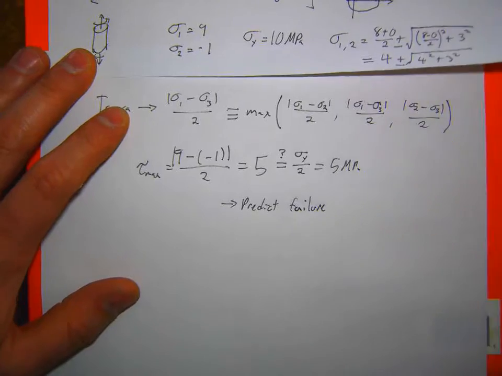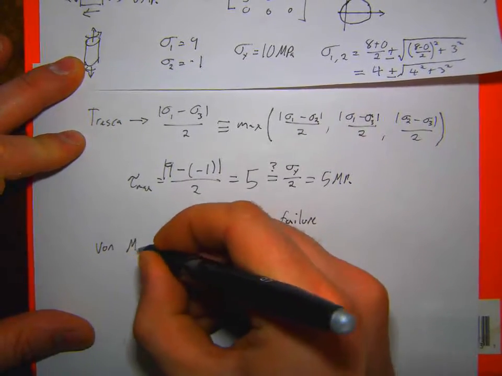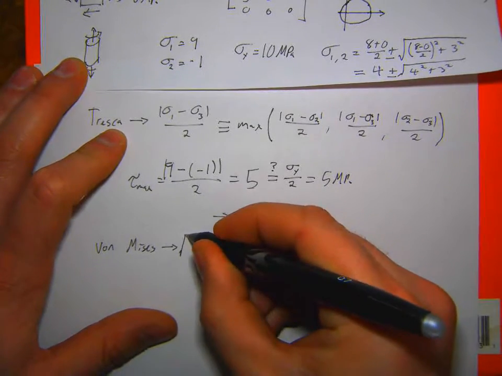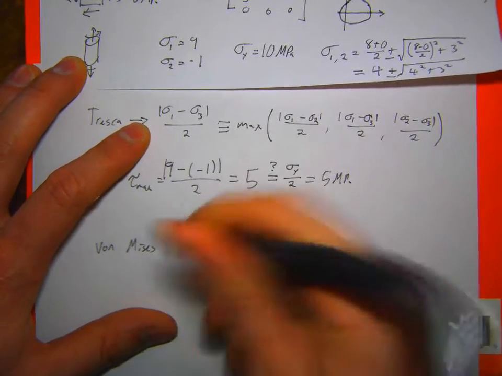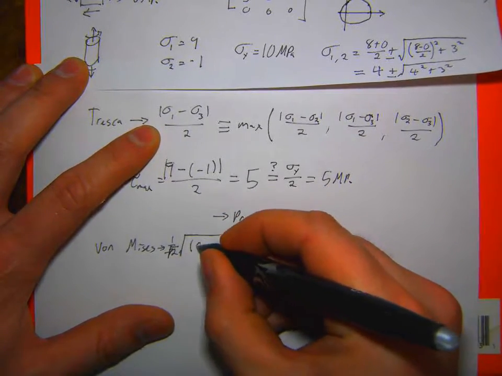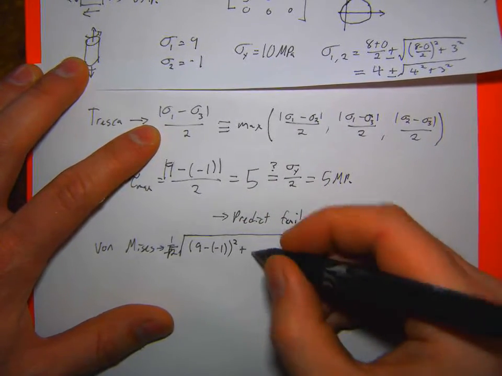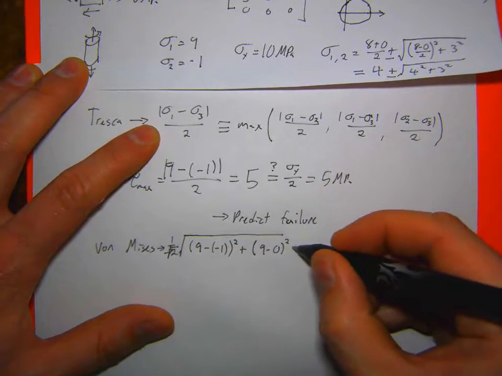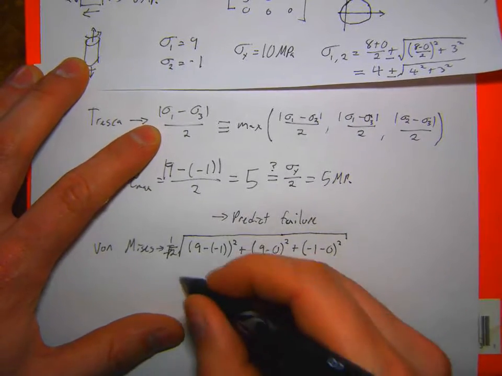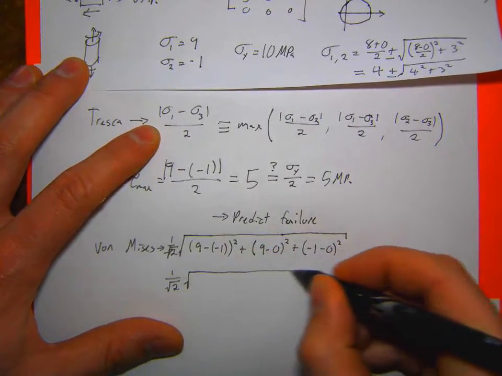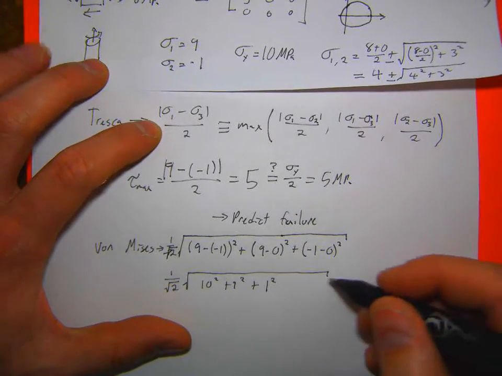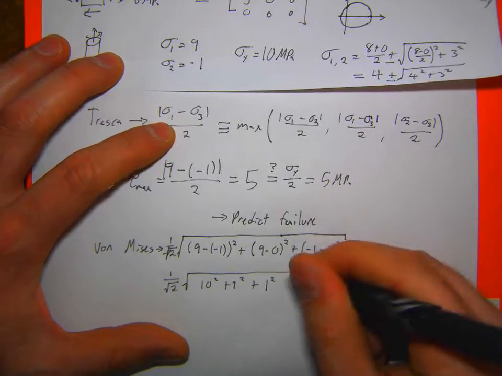under a Tresca criteria. For a von Mises criteria, what I have is the square root of a whole lot of stuff. I'm going to pull a square root of 2 out, 1 over square root of 2. This is 9 minus negative 1 squared plus 9 minus 0 squared plus negative 1 minus 0 squared, which is 1 over square root of 2. This is 10 squared plus 9 squared plus 1 squared, which is something less than my shear yield strength.